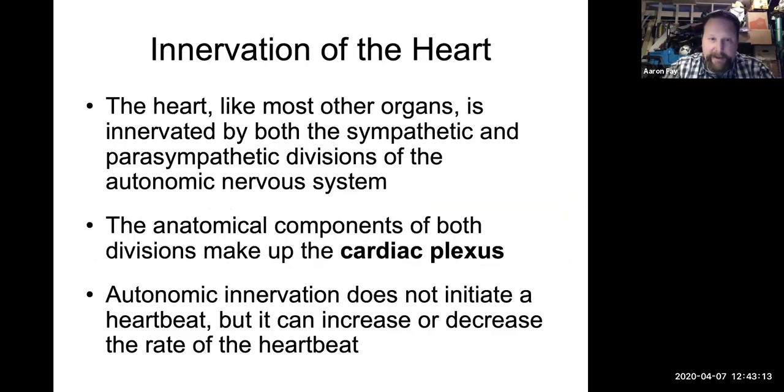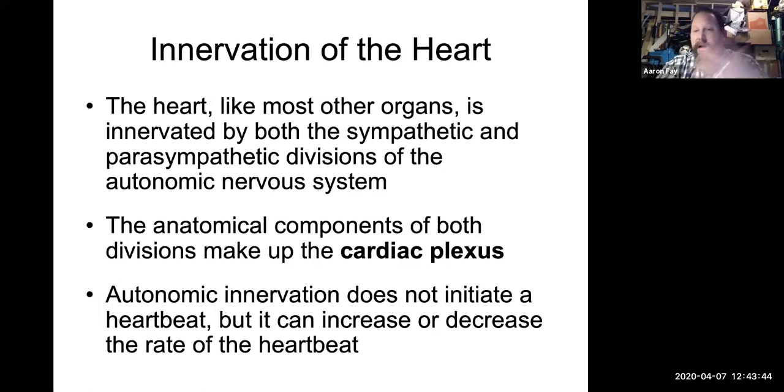Okay, so the heart is going to be innervated by both divisions of the autonomic nervous system. Remember, the autonomic nervous system is going to control unconscious motor activity. The parasympathetic is going to slow the heart down, and sympathetic will speed things up.